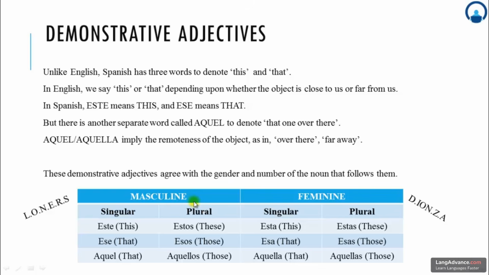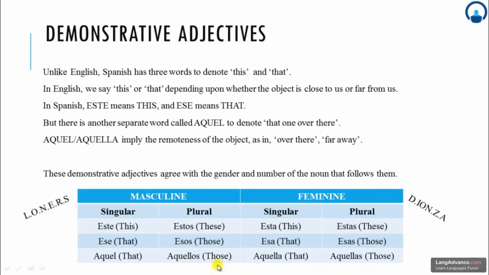So in masculine, singular, it is este, that means this, ese means that, and aquel means that one over there, the far one. For plural, it is estos, that means these, esos means those, and aquellos means those, the far one.